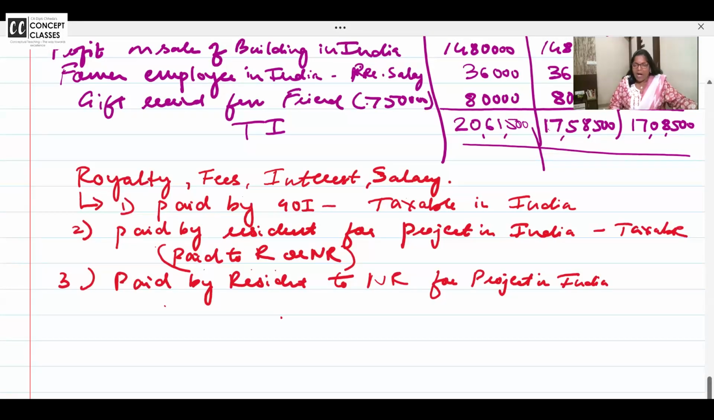Paid to R. A resident paying salary, royalty or fees to another resident for a project in India is taxable. Paid to R or NR. Who is NR? Non-resident. If a resident pays royalty, fees, interest or salary to a non-resident for a project in India, it's taxable.